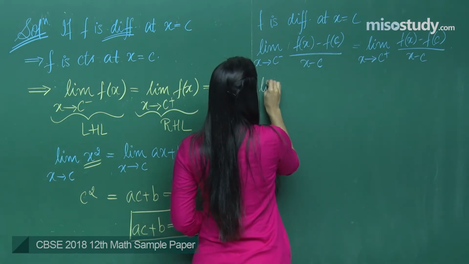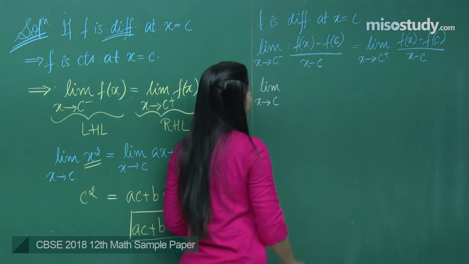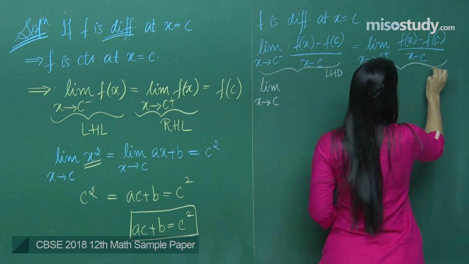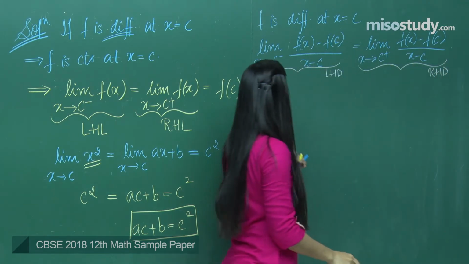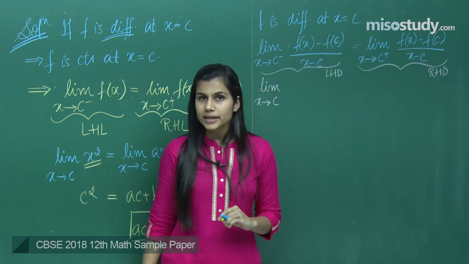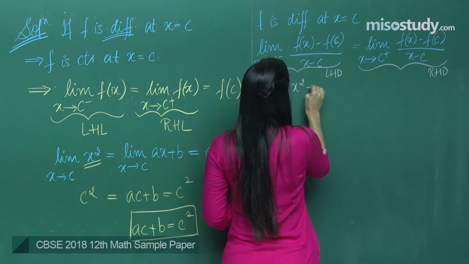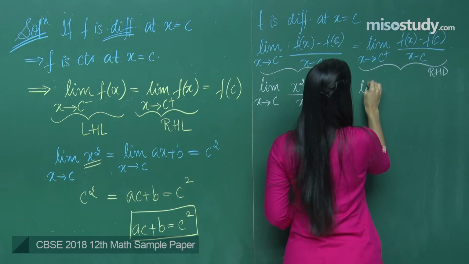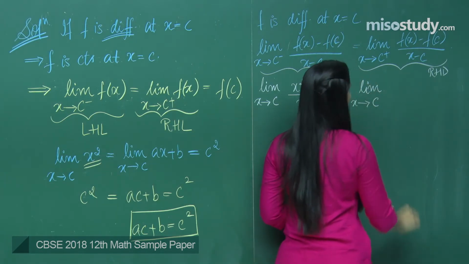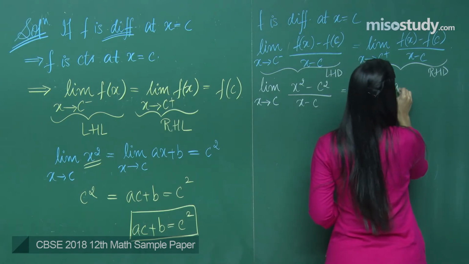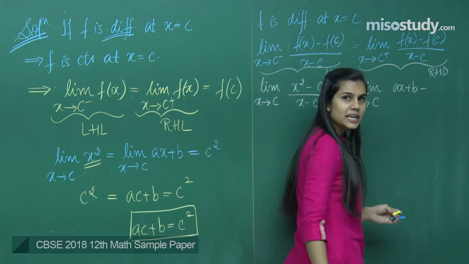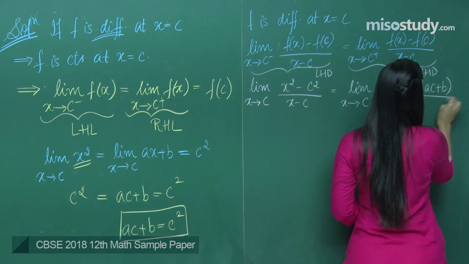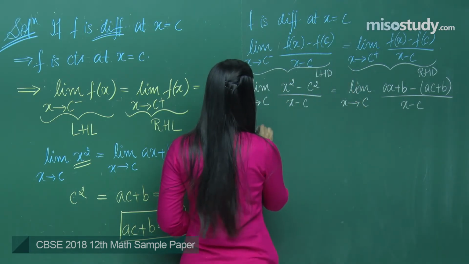So now if x is tending to c from the negative, what is my left hand derivative? It is f of x. So when x tends to c from the negative, f of x is x square, and f of c is c square, upon x minus c. And when x tends to c from the positive, then f of x is ax plus b, and in that case f of c is ac plus b, whole upon x minus c. Let's sort this out.